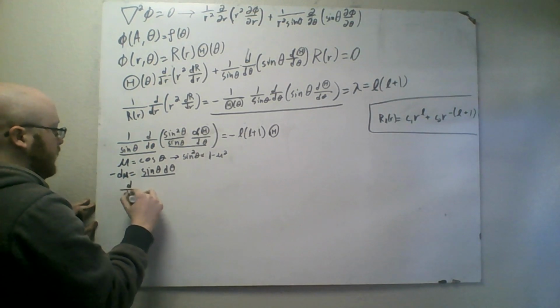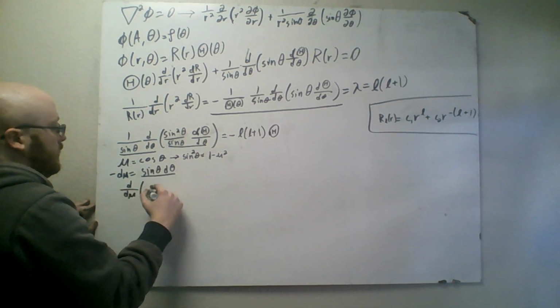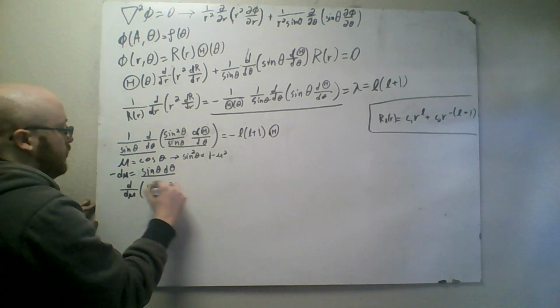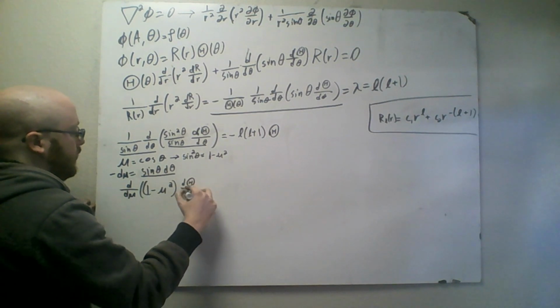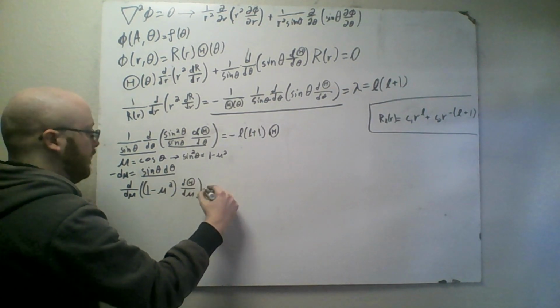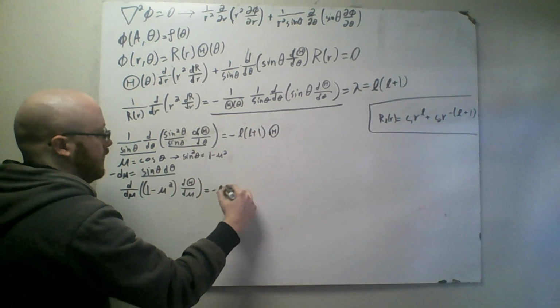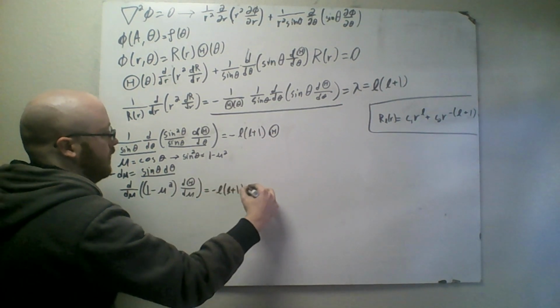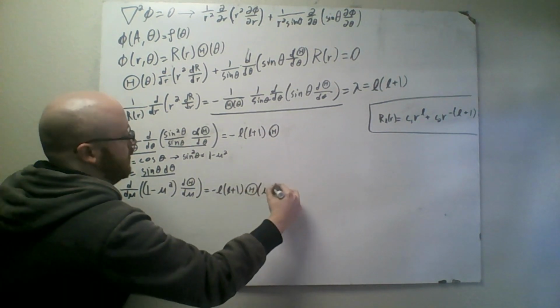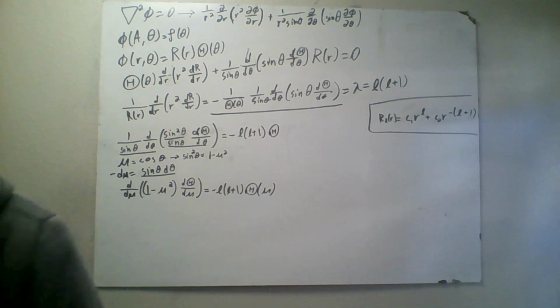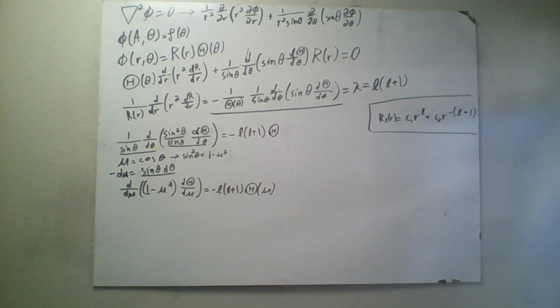We get d over d mu times 1 minus mu squared, d, this is still the theta component, d mu, equals negative L times L plus 1 times big theta. But this time I'm going to explicitly say it's a function. And this is known as the Legendre differential equation.